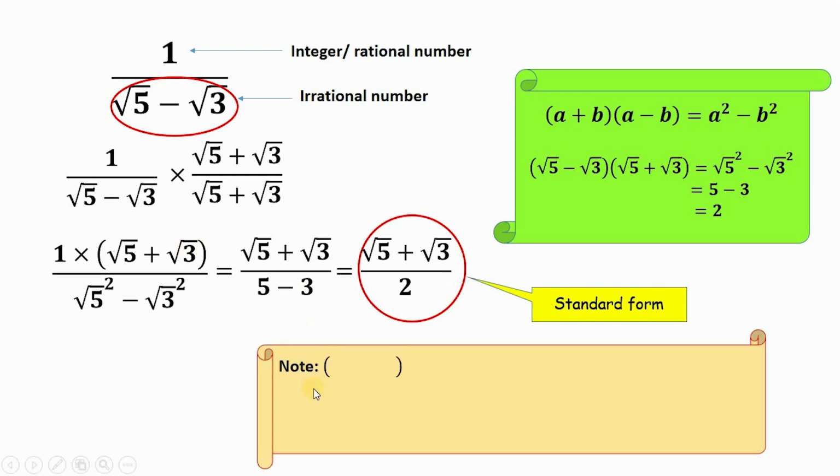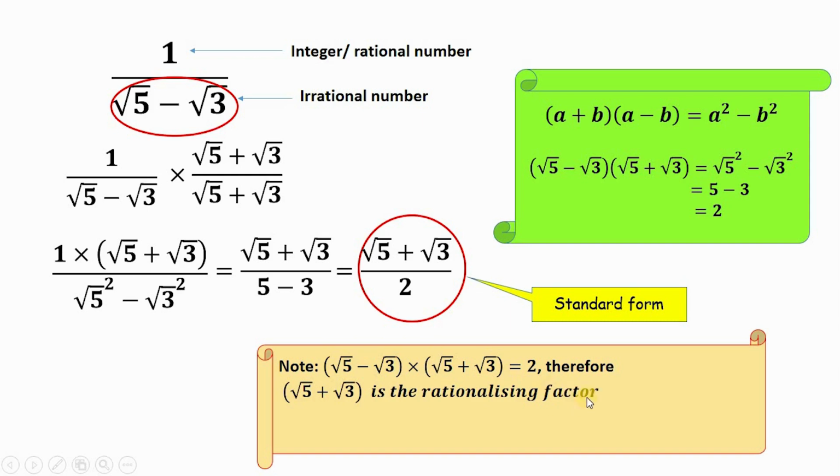Now here again we'll take a note. Square root of 5 minus square root of 3, when you multiply it with the square root of 5 plus square root of 3, you'll get answer 2. Therefore, we can say that square root of 5 plus square root of 3 is the rationalizing factor, or RF, of square root of 5 minus square root of 3. Or in other words, we can say square root of 5 plus square root of 3 is the conjugate of square root of 5 minus square root of 3. When you talk about the conjugate, we'll change the operation between the two numbers only.